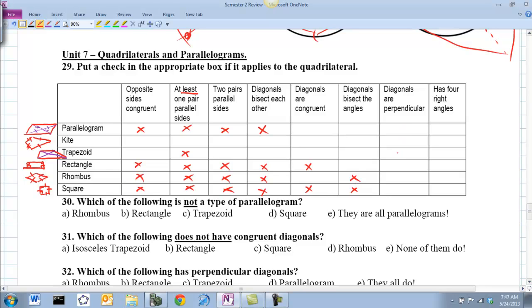Perpendicular diagonals, well, the kite actually has perpendicular diagonals. The rhombus does, and so does the square. Four right angles would be rectangle and square, and that's it.